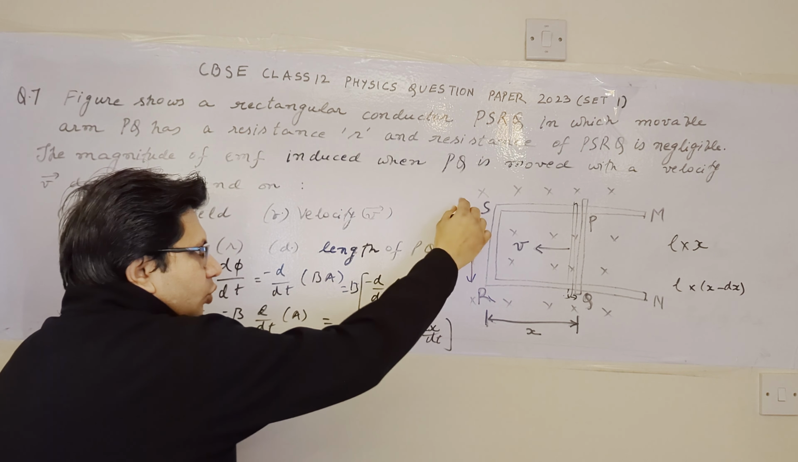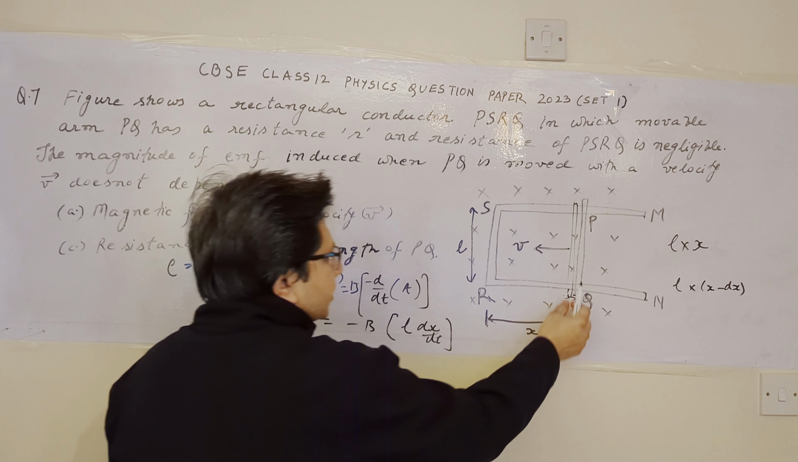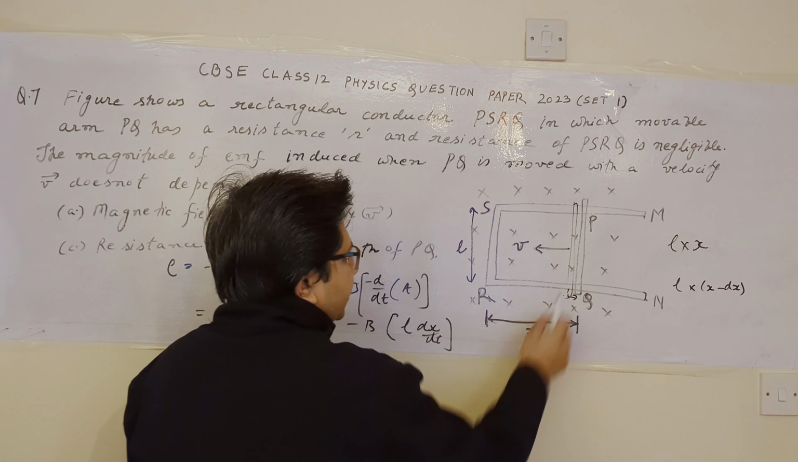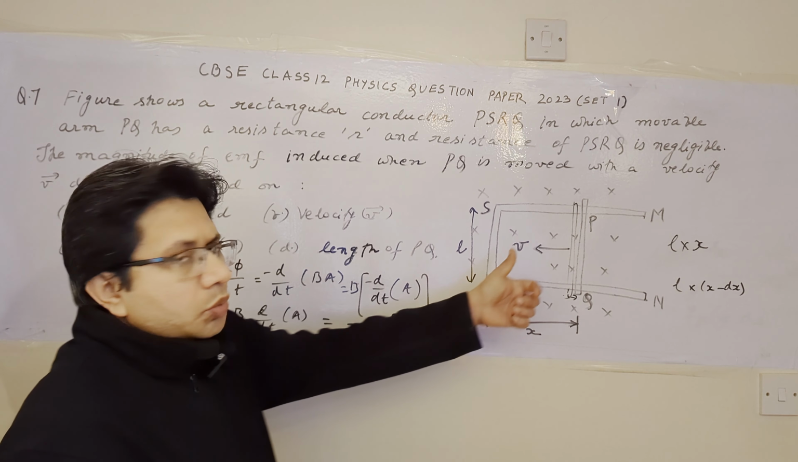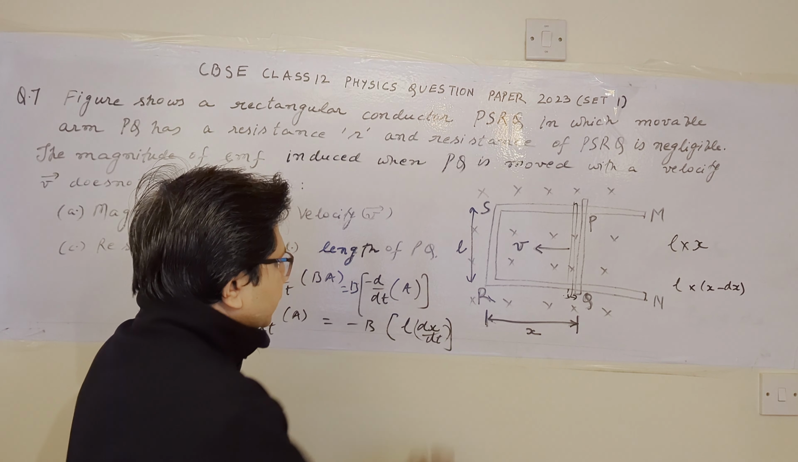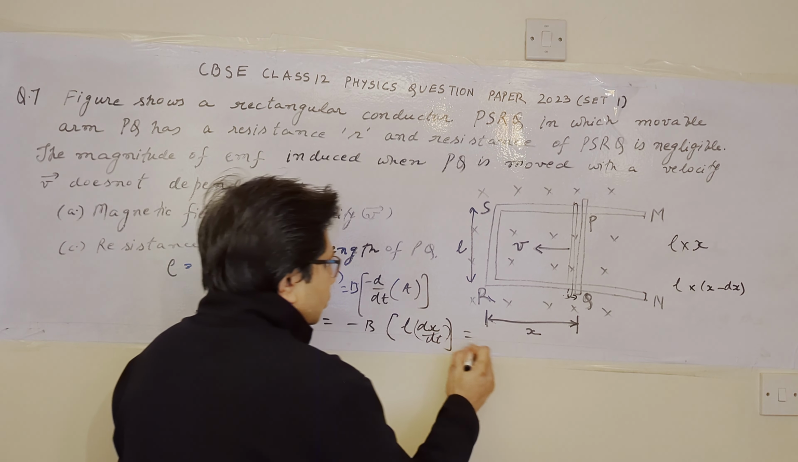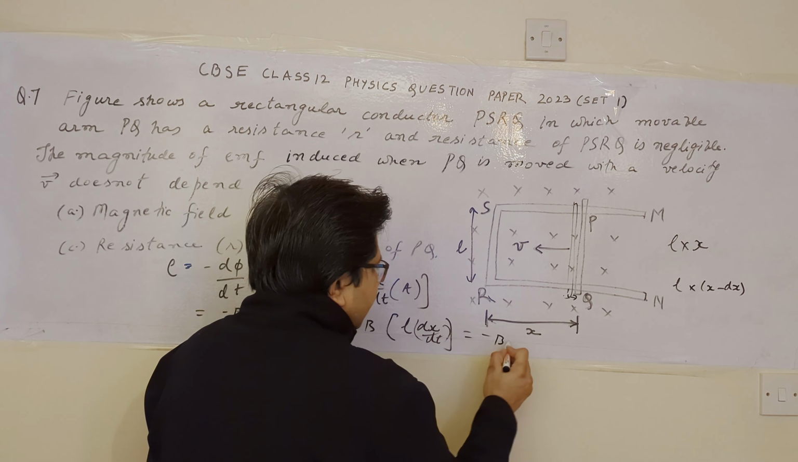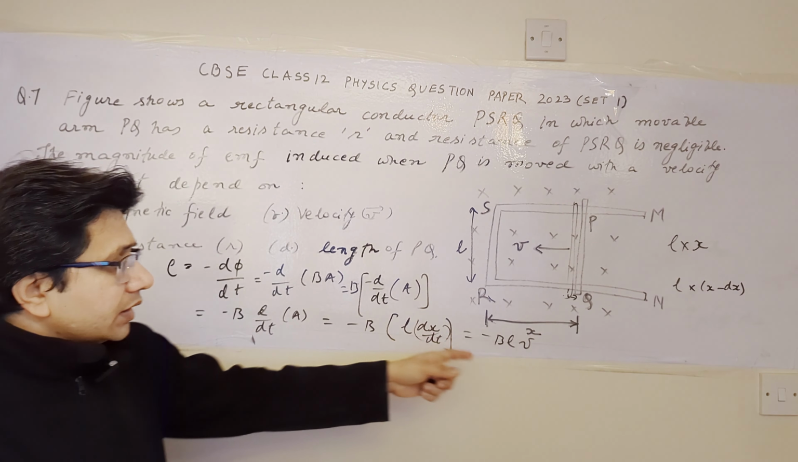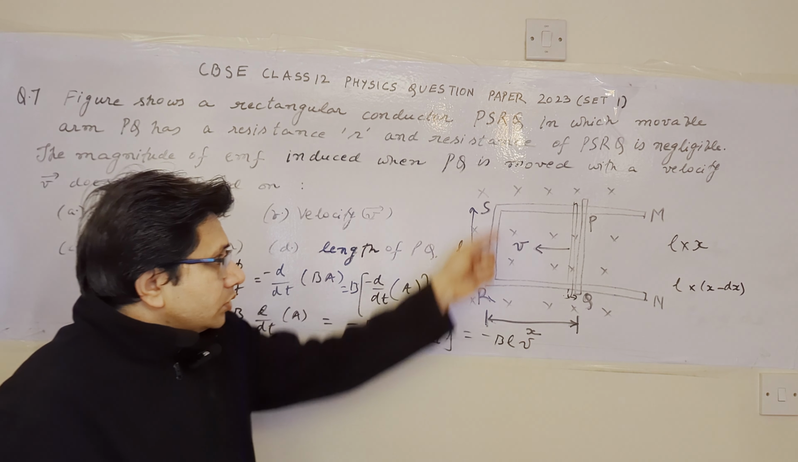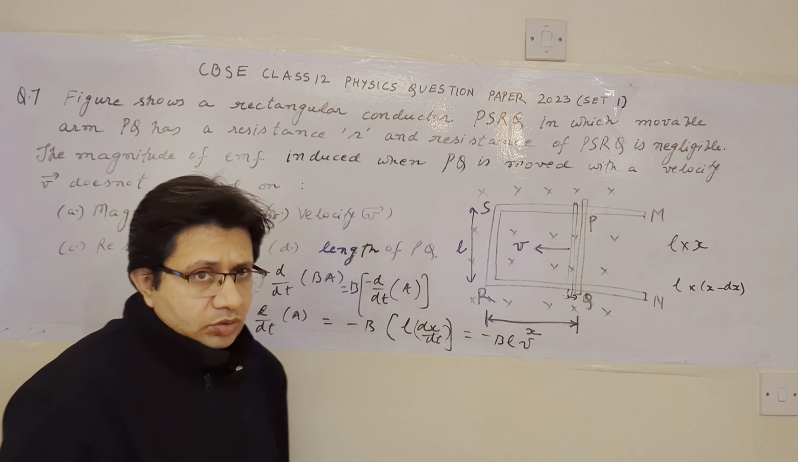Now this L is fixed, there is no change in L, only this x changes. So dx by dt is the change in this particular length. So dx by dt is nothing but the velocity. So we can put here dx by dt as velocity. So minus BLv. So the EMF is minus B into L into v, where B is the magnetic field, L is the length, this particular length, and v is the velocity.